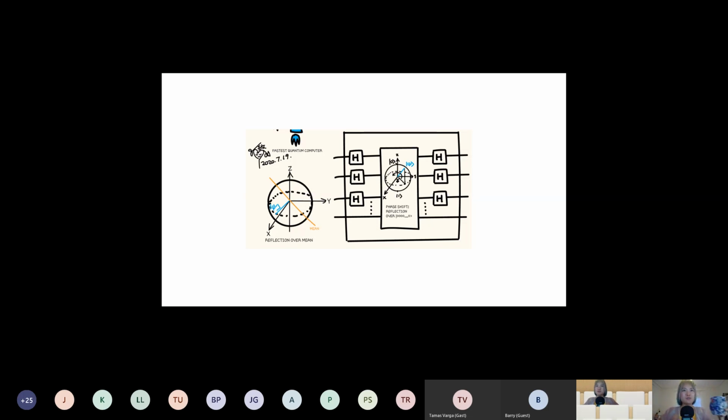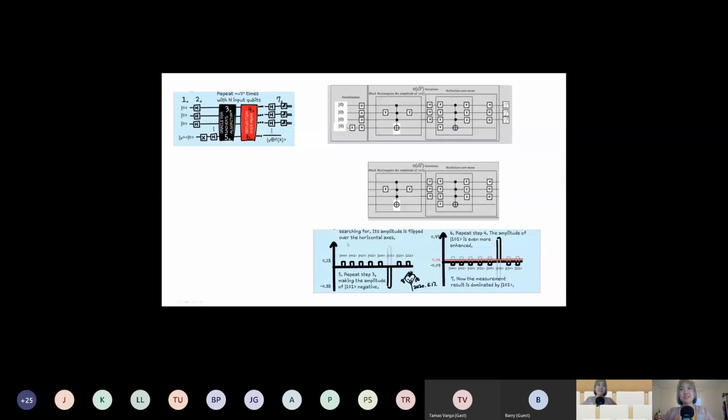So this is really freaky. I really like this algorithm. So that's what it does. It's very useful because now if you repeat these 2 boxes over and over, you would be able to continuously increase the amplitude of the one that you marked. So flip over 0 and flip over mean a couple of times.